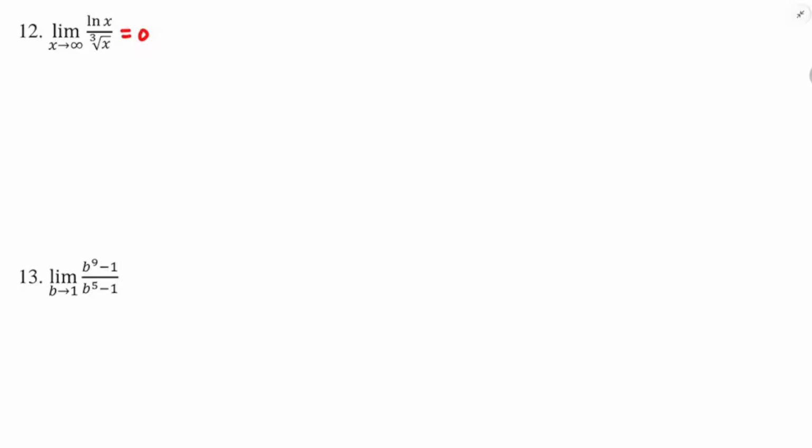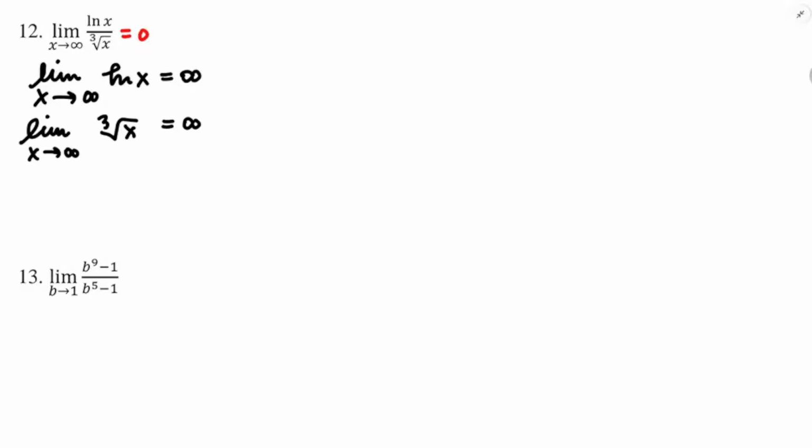You might ask, that would be a natural question. Okay, so what we would do is investigate using L'Hopital's rule. So we'd say, okay, the numerator is going to infinity, the denominator is going to infinity. This is a situation we can apply it. So we take the derivative of log x and get 1 over x, and the derivative of x to the 1/3 and get 1/3 x to the -2/3.